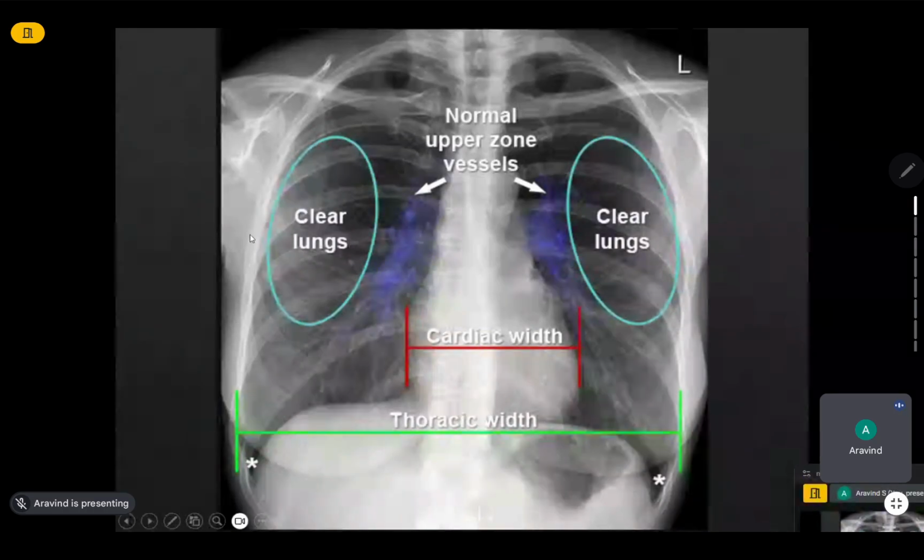So this one is a normal cardiac X-ray, and you can see the lung fields are clear, and we can see the vascular markings. The hilum is clear, and the cardiac width is also less than the thoracic width. So this is a normal X-ray.